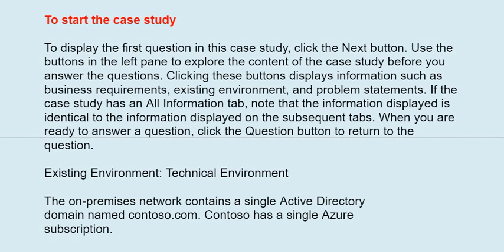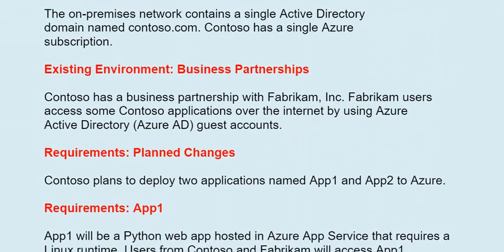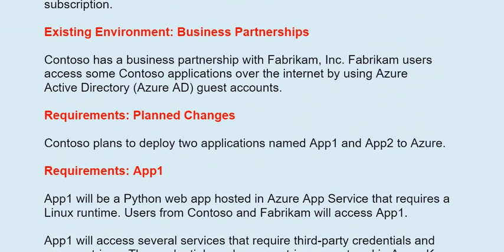Existing environment, technical environment. The on-premises network contains a single Active Directory domain named contoso.com. Contoso has a single Azure subscription. Existing environment, business partnerships. Contoso has a business partnership with Fabrikam, Inc. Fabrikam users access some Contoso applications over the internet by using Azure Active Directory (Azure AD) guest accounts.